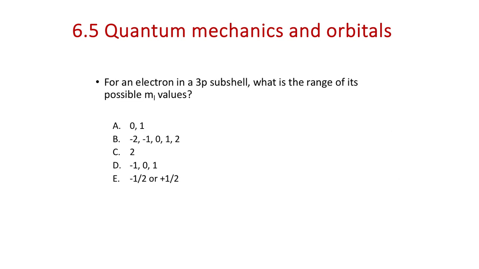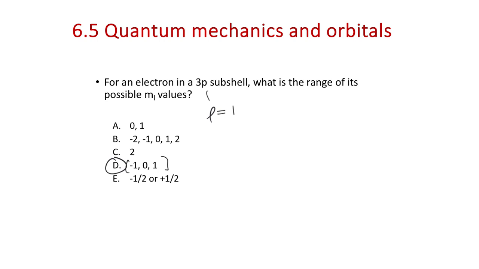Let's take a look at another question. For an electron within a 3p subshell, what's its range of m sub l values? If we know an element is using the 3p subshell, the m sub l could be any of -1, 0, or 1, because the l value, of course, is 1. So the range of m sub l has to go -1, 0, 1.